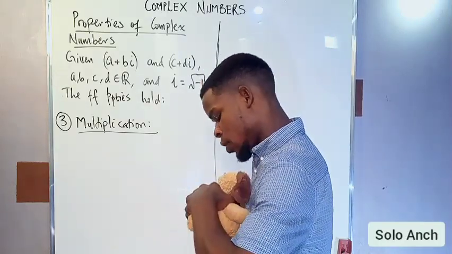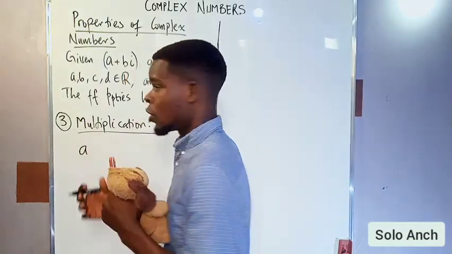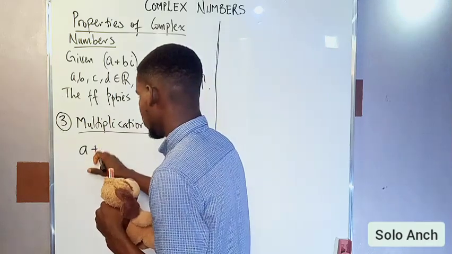So we're given the two complex numbers here, a plus bi and c plus di. So let's put them out, and we want to compute the product of the two.